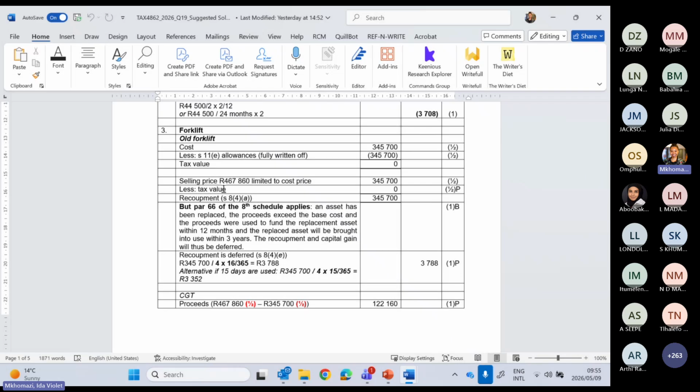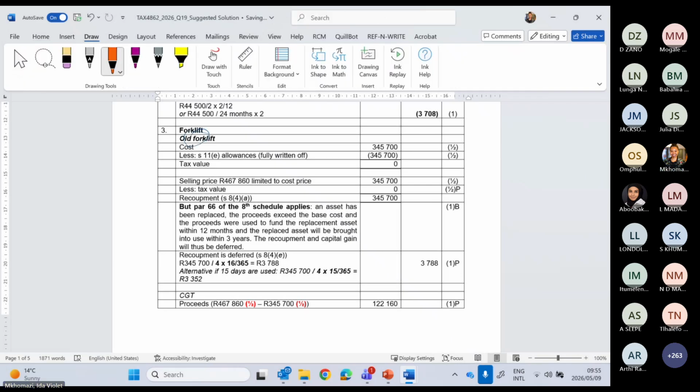They told us that we have an old truck. This old truck has a cost of 345,000 rands. The 11E allowances are fully written off because that truck was purchased 6 years ago. So in the current year of assessment, it gets fully written off. Then you end up with a nil tax value. Then you determine your recoupment. The principle is that your selling price is limited to the cost price. You take that cost, reduce it by the nil tax value, and you get your recoupment.